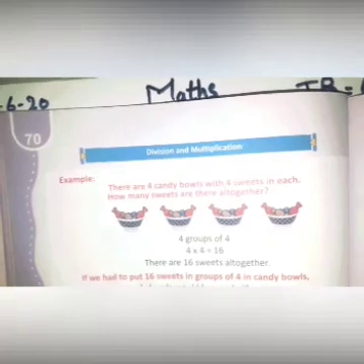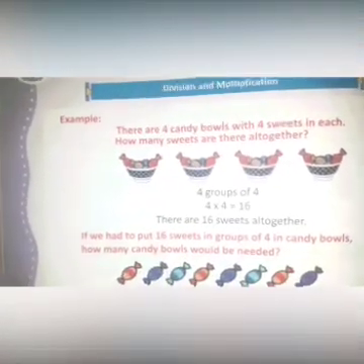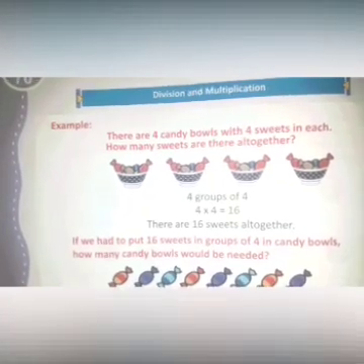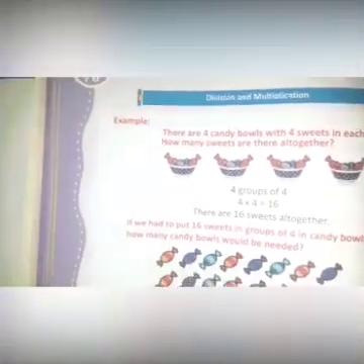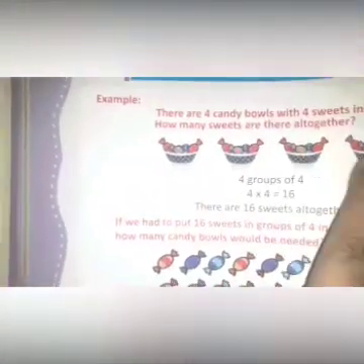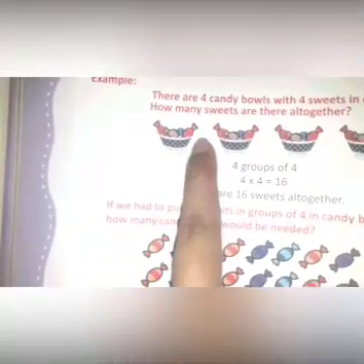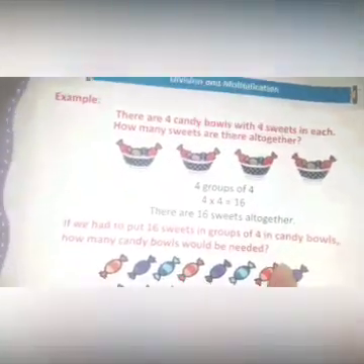Now on page number 71, division and multiplication. The example: there are 4 candy bowls and 4 sweets in each. How many sweets are there altogether? You can see 4 bowls, 1, 2, 3, 4. 4 bowls and every bowl has 4 candies. Now how many candies are there?